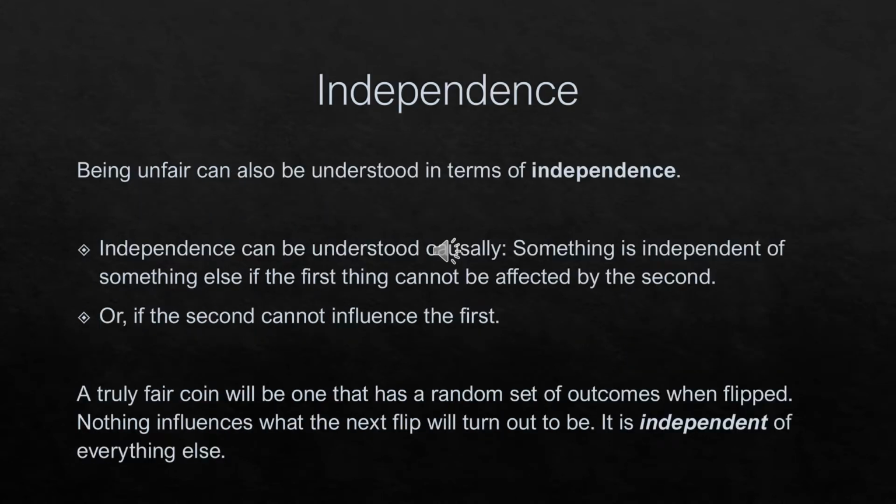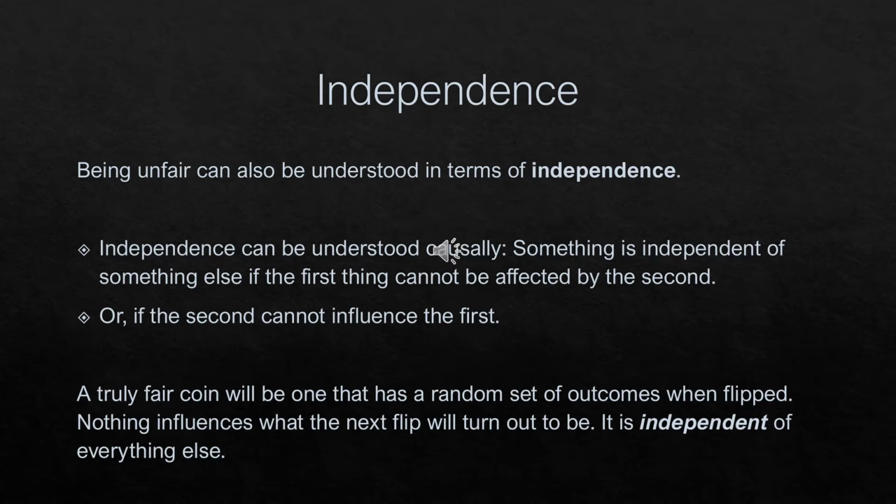But we can also understand fairness in terms of this other property that we might call independence or dependence. And independence is probably best understood causally, right? Something is independent of something else if the first thing can't be affected by the second thing, or just isn't affected by the second thing. Or you might think that the second thing cannot influence the first thing, right? So one thing is independent of another if there's no influence relation between the one thing and the other thing.